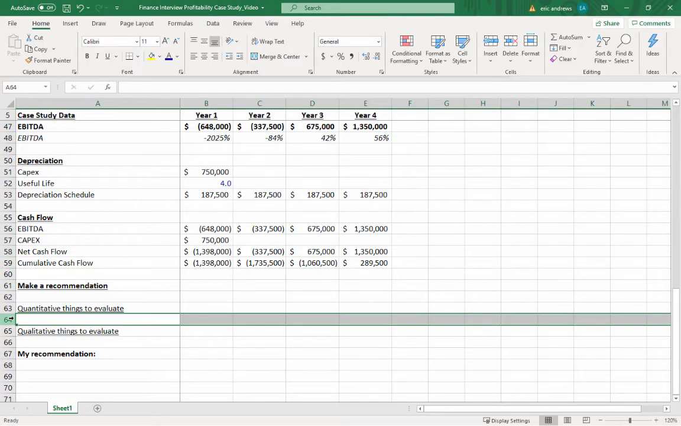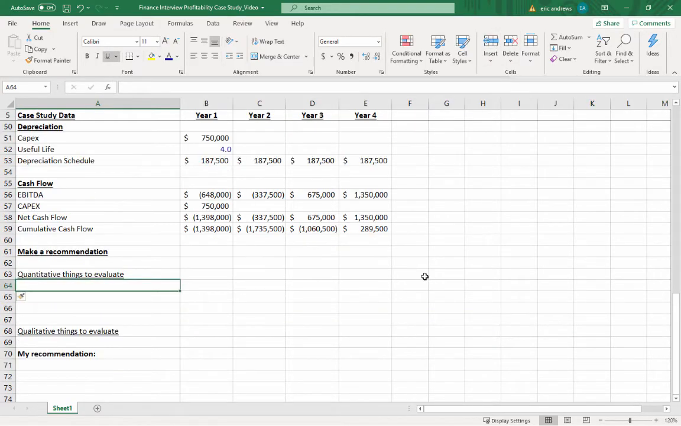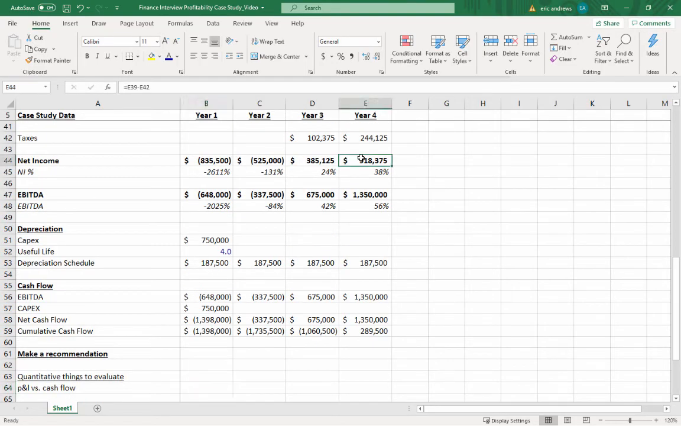I like to break recommendations into quantitative things and qualitative things. So the first quantitative thing to evaluate is P&L versus cash flow. Obviously you want to keep a close eye on cash flow. So on the P&L, our net income gets to 40% by year 4. Okay, that obviously seems very appealing. That's a very profitable business.